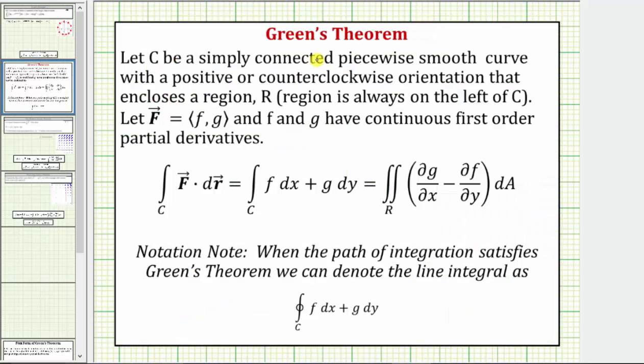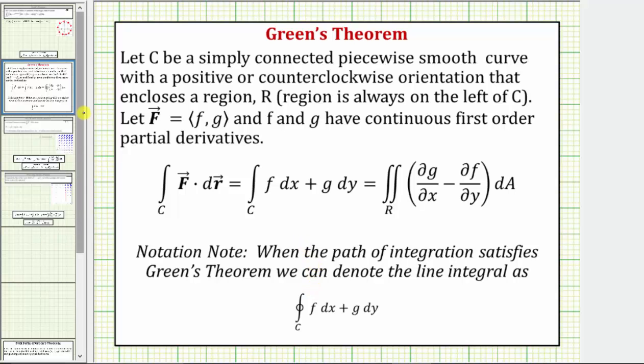For review, Green's theorem states if C is a simply connected piecewise smooth curve with a positive or counterclockwise orientation that encloses a region R, and if the vector field F has components little f and little g that have continuous first-order partial derivatives, then the line integral can be written as a double integral over the region R. And again, when the path of integration satisfies Green's theorem, we denote the line integral, as shown here, where we have a circle in the middle of the integral symbol.